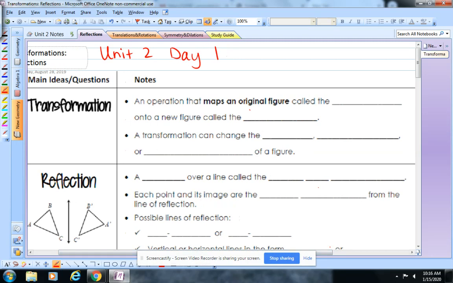A transformation is an operation that maps an original figure called the pre-image. So the original is called a pre-image onto a new figure called the image. So pre-image is what you have to start with. Image is what you have as a result after the transformation takes place. Okay?